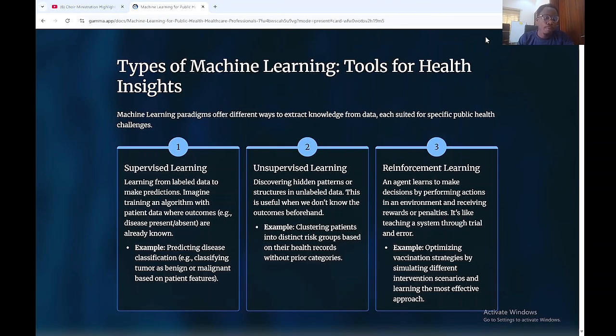Basically, supervised learning is about learning from labeled data to make predictions. Okay, so let us think about supervised learning as trying to train an algorithm with patient data, right? So it could be cancer data. We've collected insights from patients on cancer, and some of the outcomes, which we usually call the ground truth, could be present or not present.